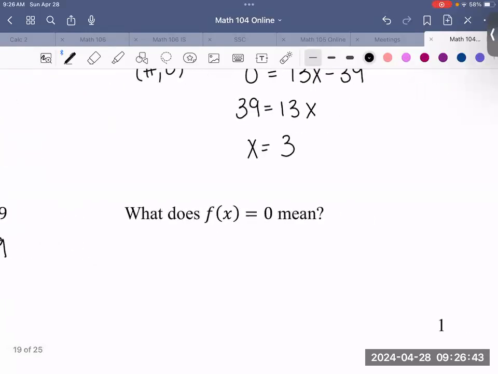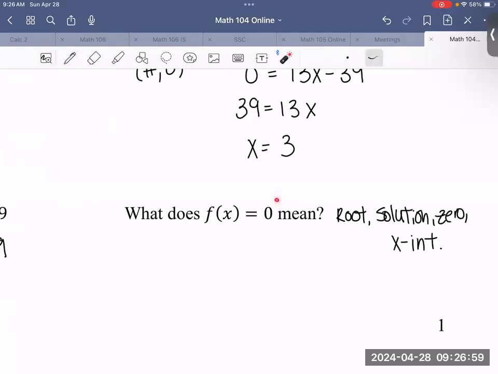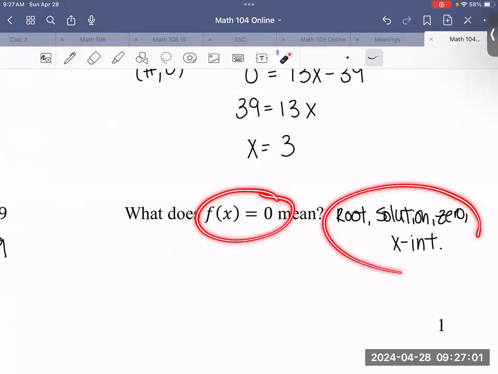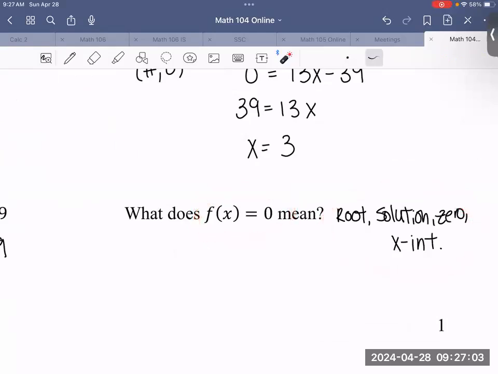Now, what does f of x is equal to 0 mean? Well, this is just another way to say your root, solution, your 0, and your x-intercept. So if you're ever asked for this value, it is just one of these interchangeable values or interchangeable words.